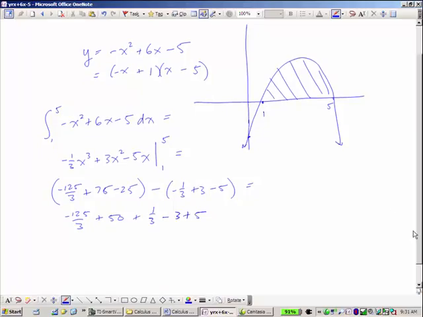You can't just multiply everything by 3, because that would get me 3 times the answer I wanted. You could times everybody by 3 and then divide everything by 3, but you can't just multiply a number by 3. It's like saying 2 is the same as 6. That wouldn't be good. 50 plus 5 is 55, minus 3 is 52. I have 52, and then negative 125 thirds plus a third would give me negative 124 thirds.